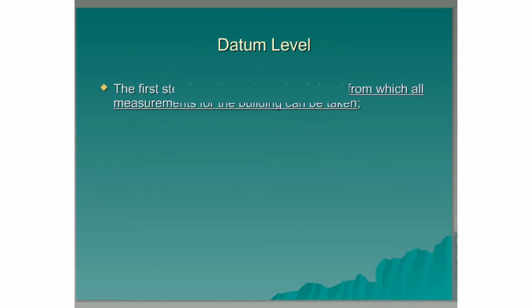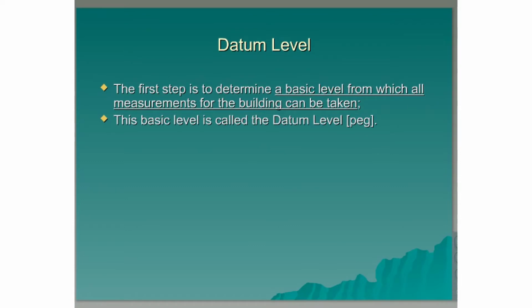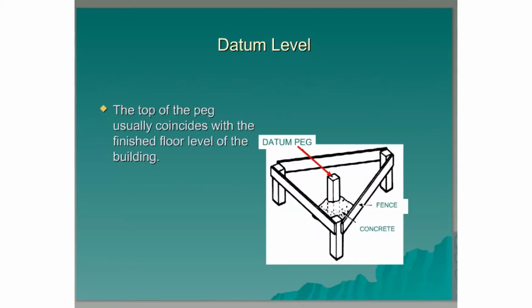Datum level. The first step is to determine a basic level from which all measurements for the building can be taken. This basic level is called the datum level or the datum peg. The top of the peg usually coincides with the finished floor level of the building. So therefore datum height is usually the floor level of the building on the site.